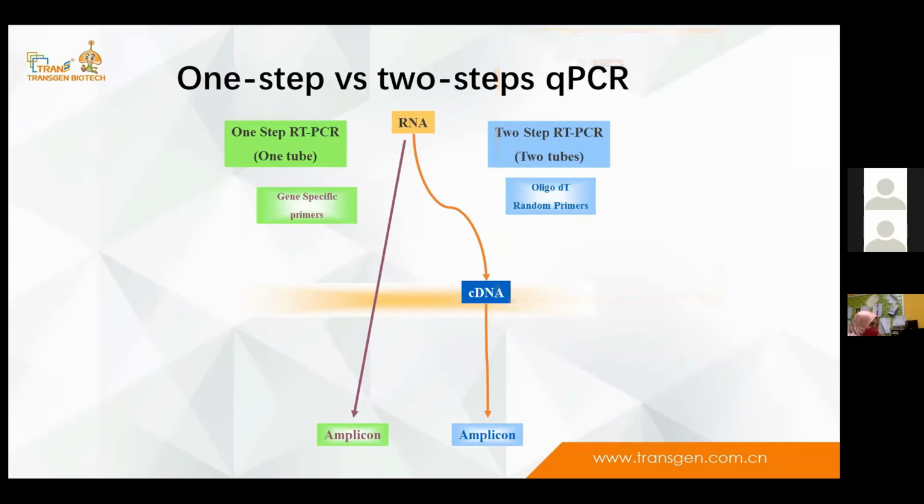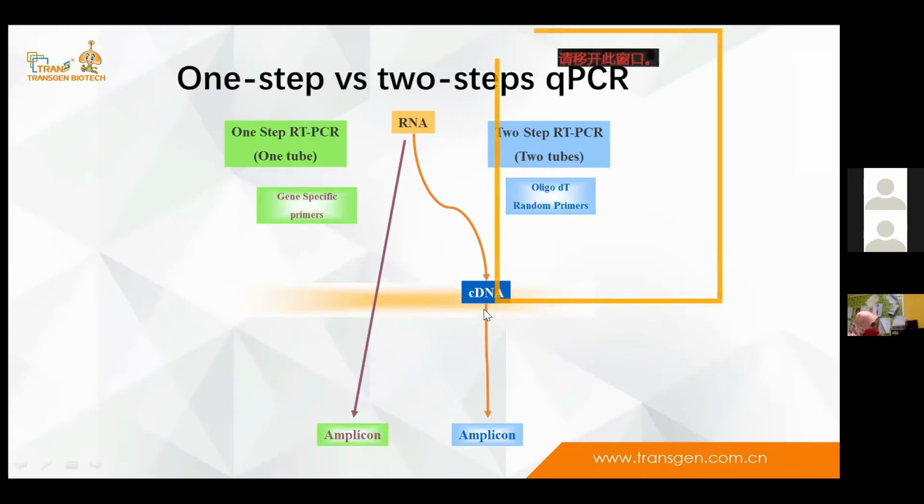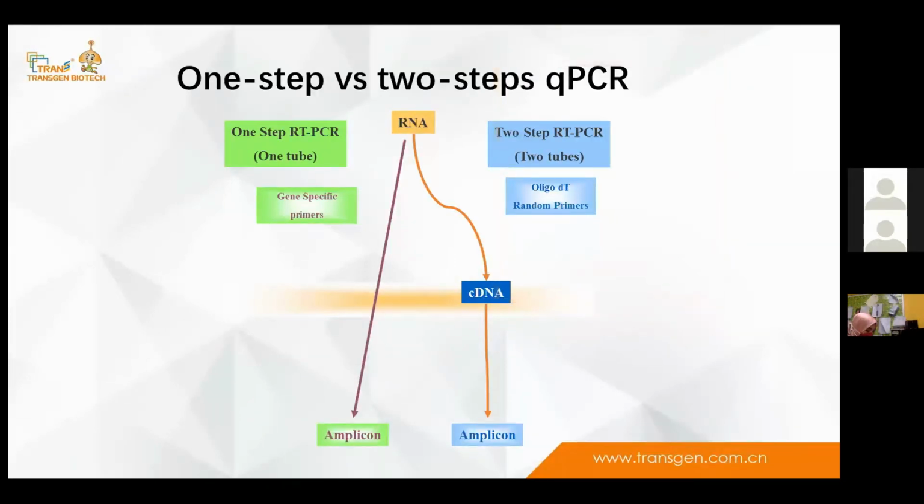The other is the two-step RT-PCR with two tubes. First, we use oligo-dT or random primers to get the cDNA, and then, with the help of the specific primers of the targeted genes, we can get the amplification. So this is two-step. In this case, it's very suitable when we have very little RNA and have to detect a lot of multiple genes. We can use the two-step RT-PCR system.